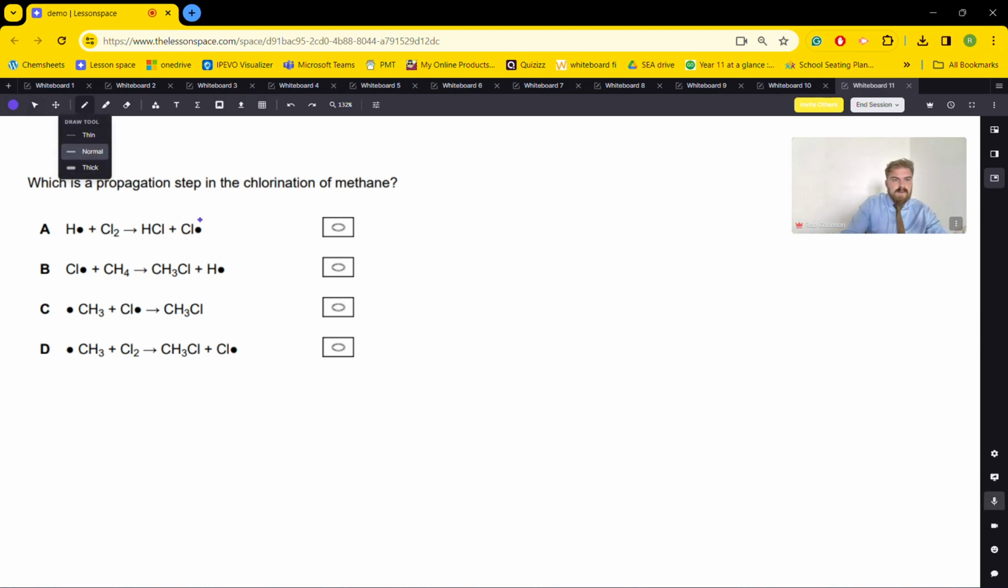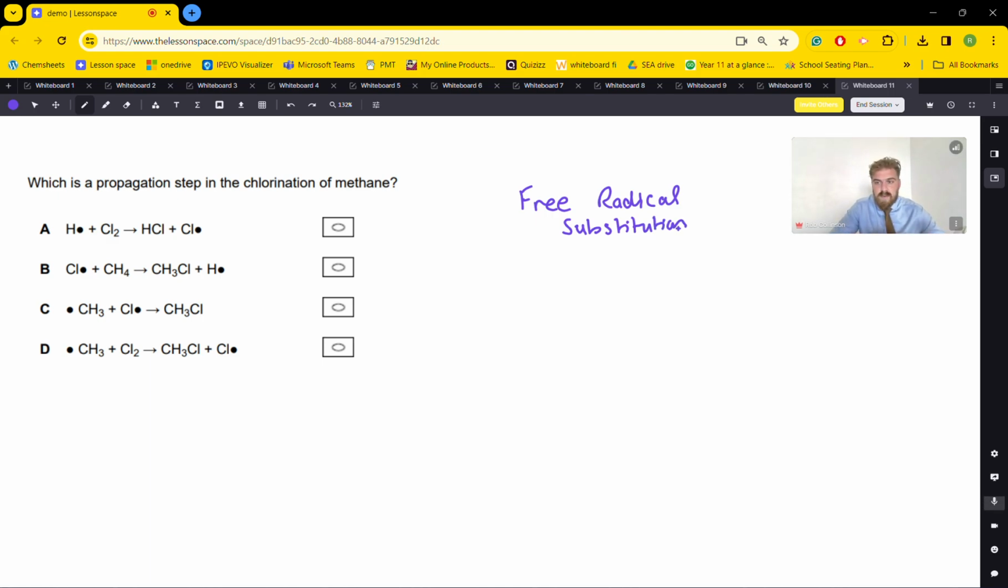Okay, so again with this topic we've got the organic section of the course, and we're looking at the propagation step in the chlorination of methane. So this is all to do with the free radical substitution reaction, which is completely different to most of the mechanisms that we look at in the rest of the year 12 mechanisms and the rest of the year 13 mechanisms too, in that this involves homolytic fission.